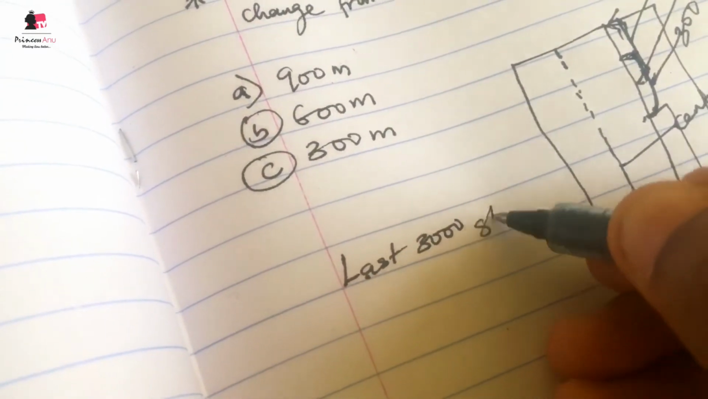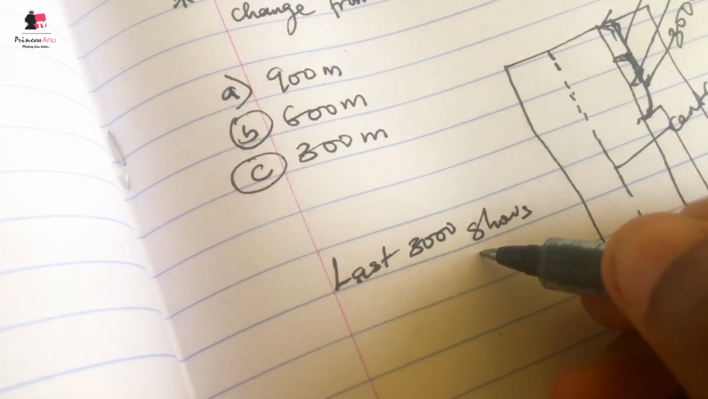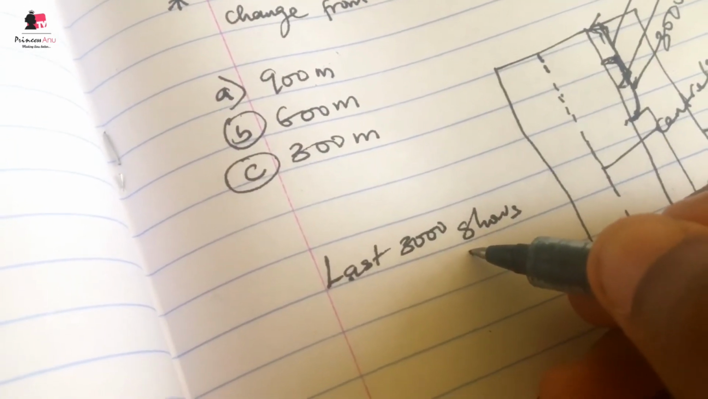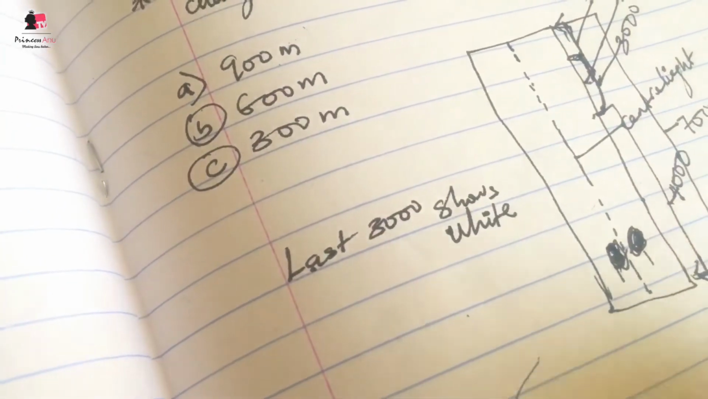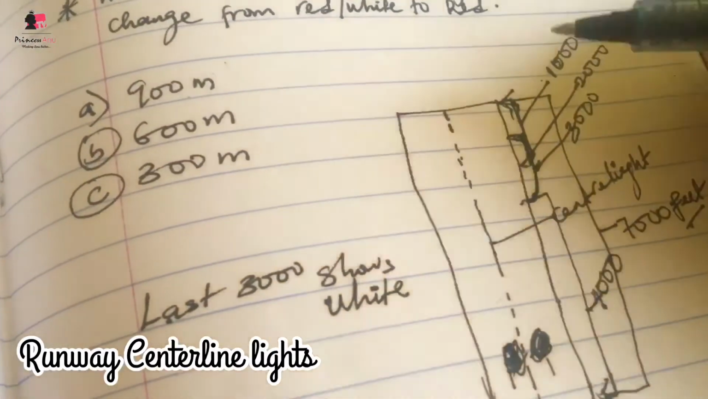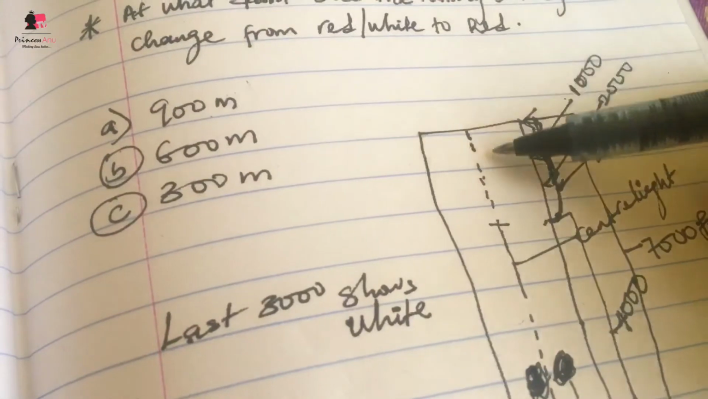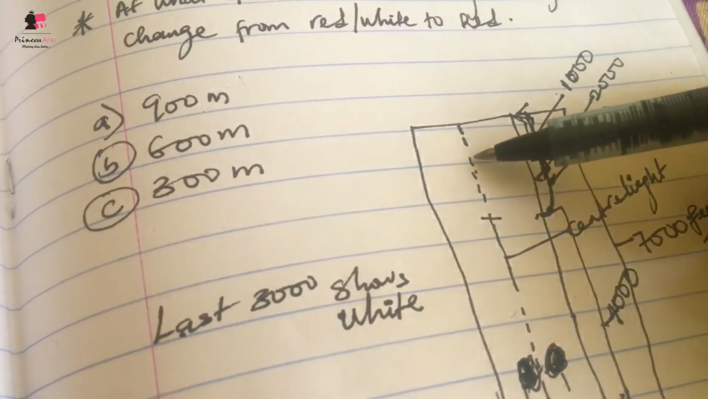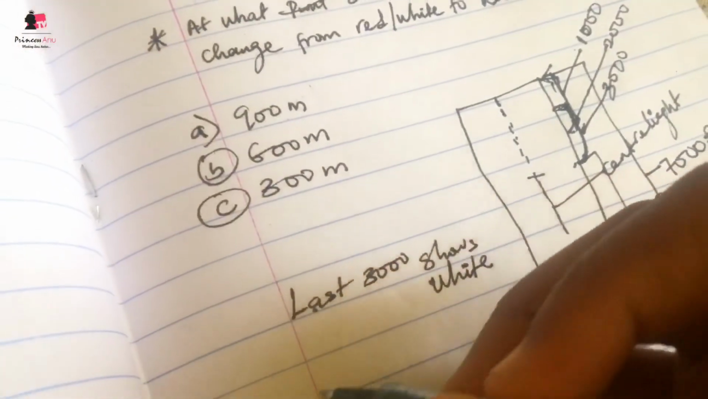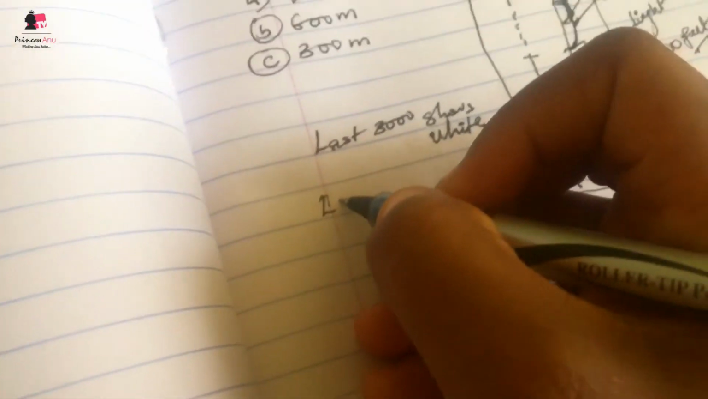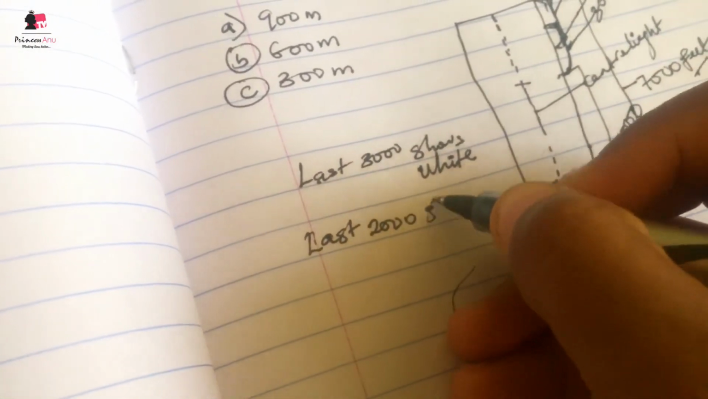So you should know that the last 3,000 feet of every runway is going to show a white light. Like from where you land, going to the last 3,000 will always show a white light, while the last 2,000 feet, yeah, so this is the last 3,000. Let's just assume this is going to show the white light. Now the last 2,000 feet is going to be showing an alternating red and white.